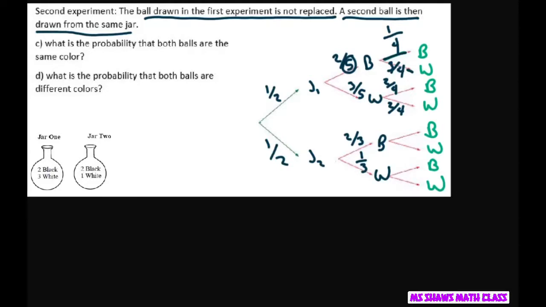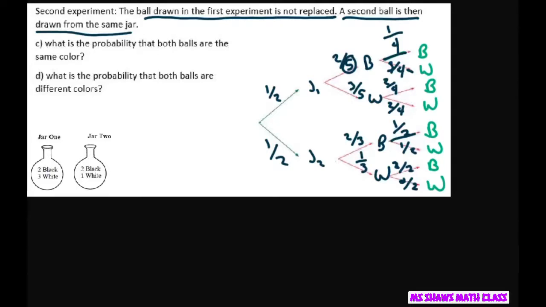Okay, so if it's not replaced for this first one, then we're back down to 2. And you have to subtract 1 from here because you didn't replace it back. So this would be 1/2. And so this one is also going to be 1/2. And for the white, this is going to go down to 2. And then you're going to get 2 divided by 2. And this would be 0 divided by 2. Because it's down 1. All right.